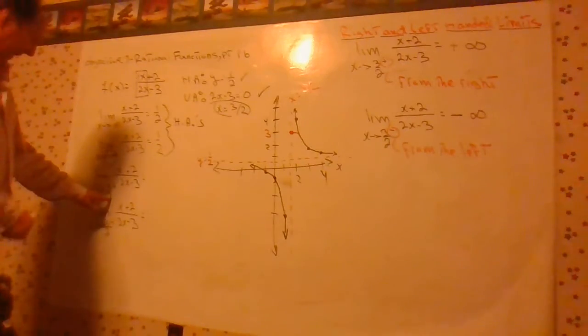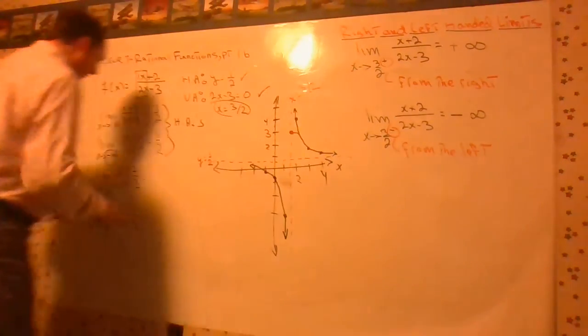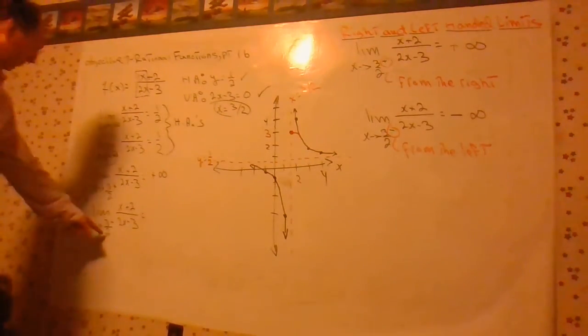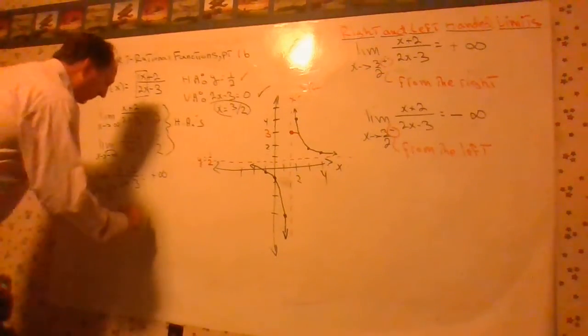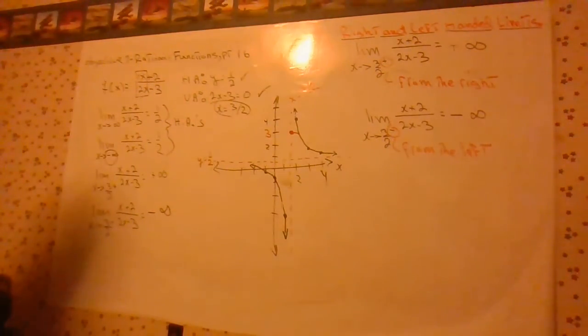x approaches 3 halves from the right. Okay, you can do it visually again. It's headed up to plus infinity. And x approaches 3 halves from the left, it's going down to negative infinity. And that's all there is to this objective.